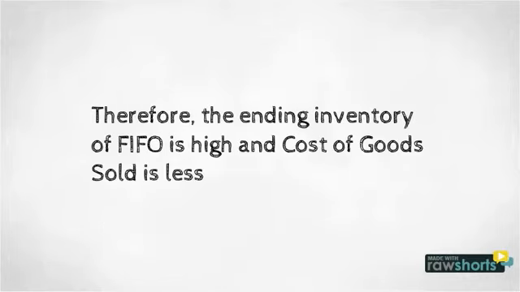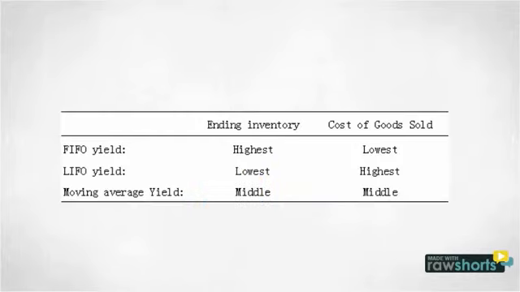So we can see the ending inventory of the FIFO is high and the cost of the goods sold is low. There are tables to compare ending inventory and the cost of the goods sold. The ending inventory of FIFO is highest and the cost of sold is lowest. Companies can choose which inventory costing method is better for them.